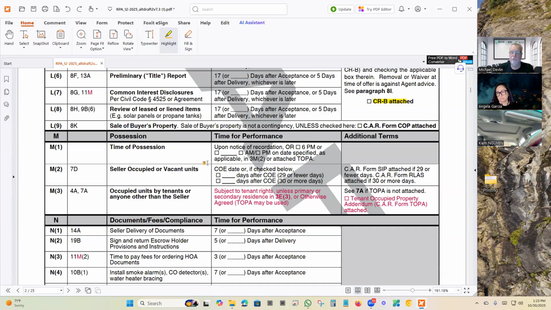So what if they don't leave when escrow closes? What if they don't leave? Hire a lawyer, evict them. Yeah, that doesn't sound good. So if there's anyone there that's not a child, an adult living in the property who's not on title, not a seller in this contract, you should use the TOPA form.